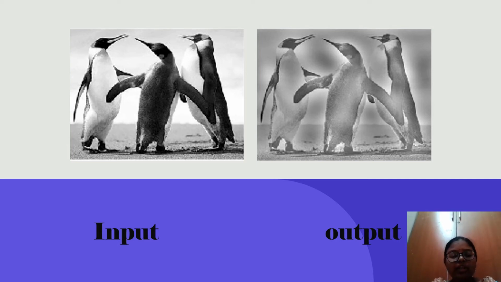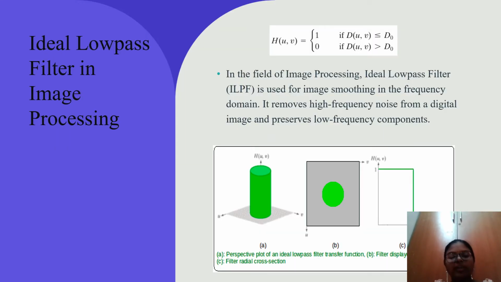Okay, you have to see the transition happening using the ideal high pass filter. Now we are going to see the ideal low pass filter in image processing. In the field of image processing, the ideal low pass filter is used for image smoothing in the frequency domain. I already said that if low frequency noise is removed, it is high pass filtering, and if high frequency noise is removed, it means low pass filtering.